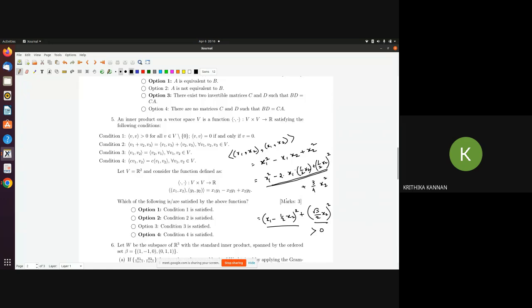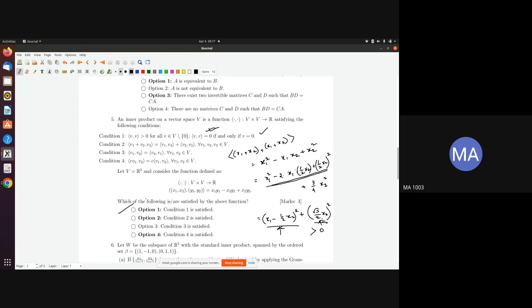Now, if you take the second part of condition 1, when will it be 0? When both the terms are 0, right? Both these square terms are 0. So the second one will give x2 as 0, and from the first one you are getting x1 is 1 by 2 of x2. Now x2 is 0, so x1 is 0. So condition 1 is satisfied.